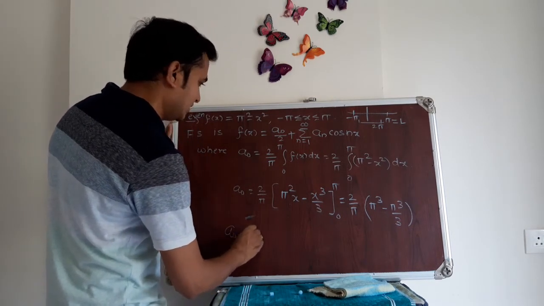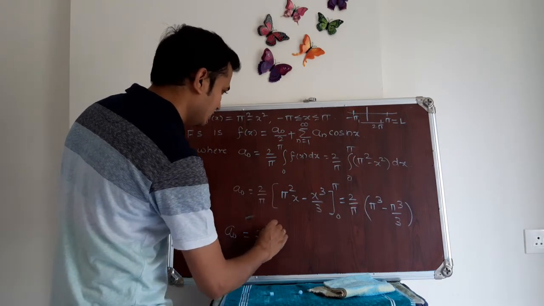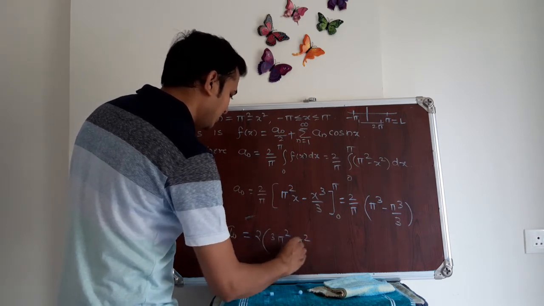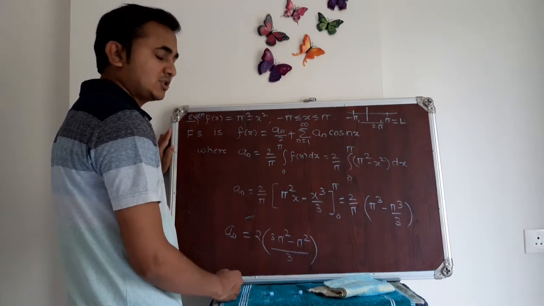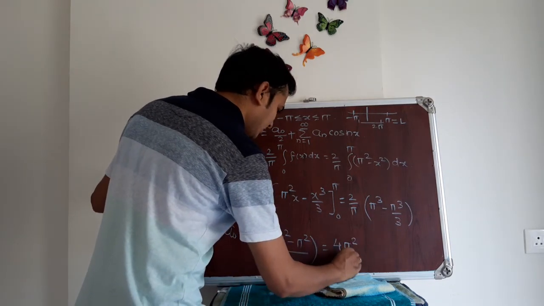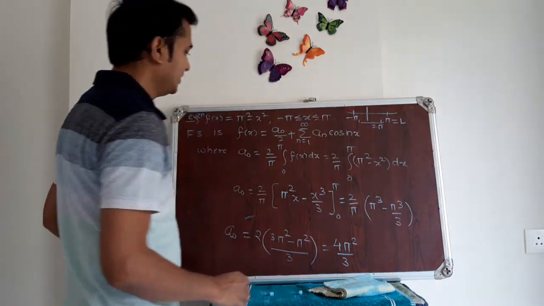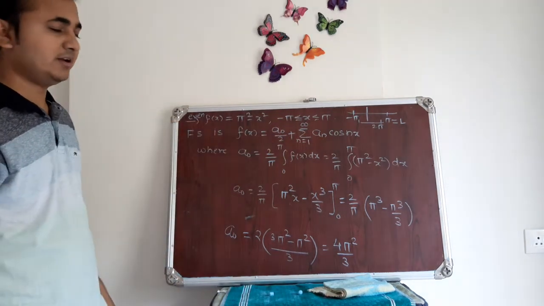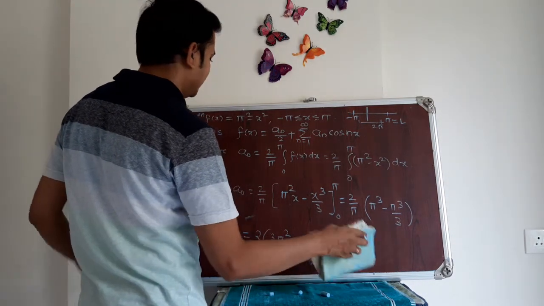So a0 is equal to, this pi gets cancelled, so 3 pi square minus pi square upon 3. Okay, so 3 pi square minus pi square is 2 pi square into 2, that is 4 pi square upon 3. 4 pi square upon 3 is a0. Alright, so we have got a0. Second point is to find an. Okay, so remember that a0 is 4 pi square upon 3.